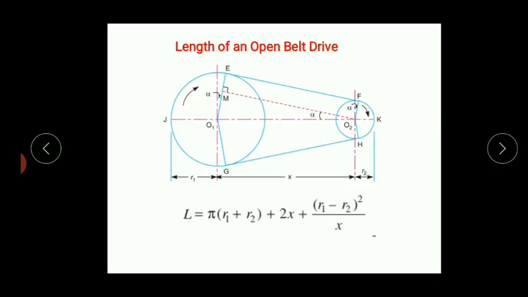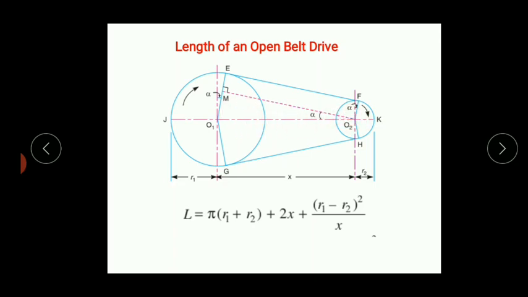Now the length of an open belt drive. I had earlier shared with you on the WhatsApp group the derivation of the length of an open belt drive. The relation we get from that derivation is: length of the belt is equal to pi times (r1 plus r2) plus 2x plus (r1 minus r2) whole square divided by x. Here r1 and r2 are the radii of the pulleys. R1 is the radius of the larger pulley, R2 is the radius of the smaller pulley, and x is the center distance between the two shafts or the two pulleys.